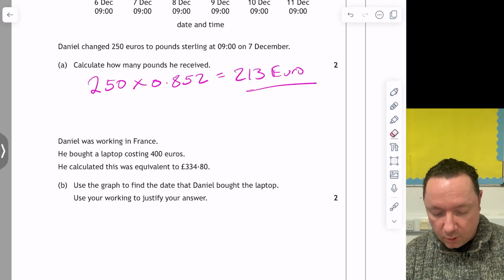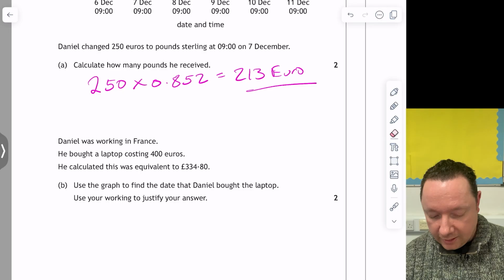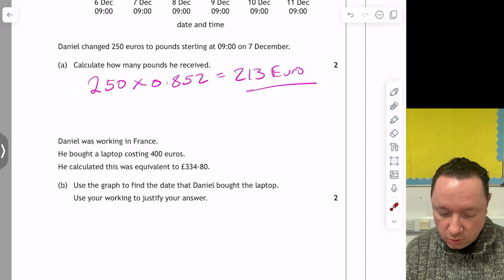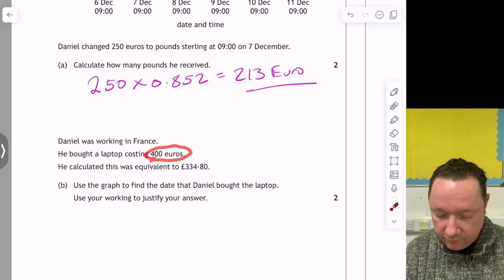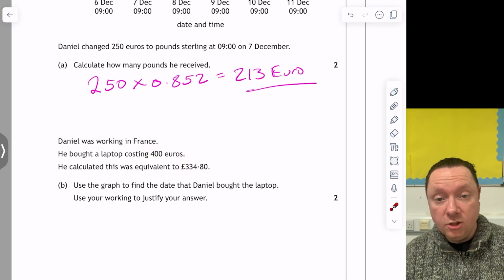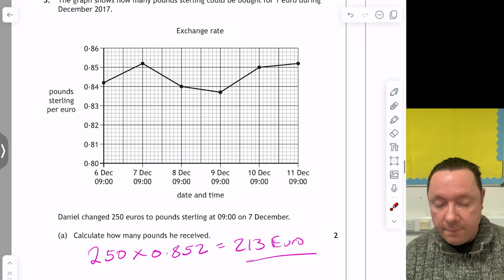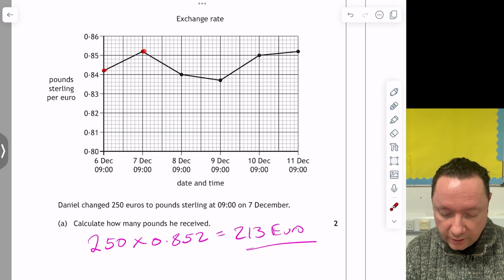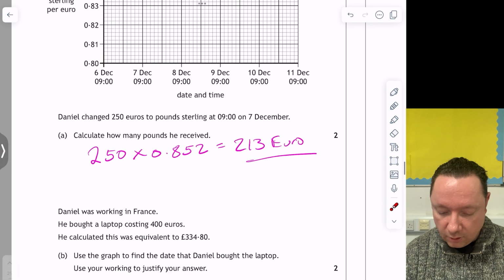Daniel was working in France. He bought a laptop costing €400. He calculated this was equivalent to £334.80. Use your graph to find the date he bought the laptop. So if we had €400, we would times by an exchange rate and get 334.80. So if we go backwards from there, 334.80 divided by 400 will give us the exchange rate. Or if you don't like that, you could just take 400 and times by each of these exchange rates until you get the correct answer. I'm going to do it the quick way.